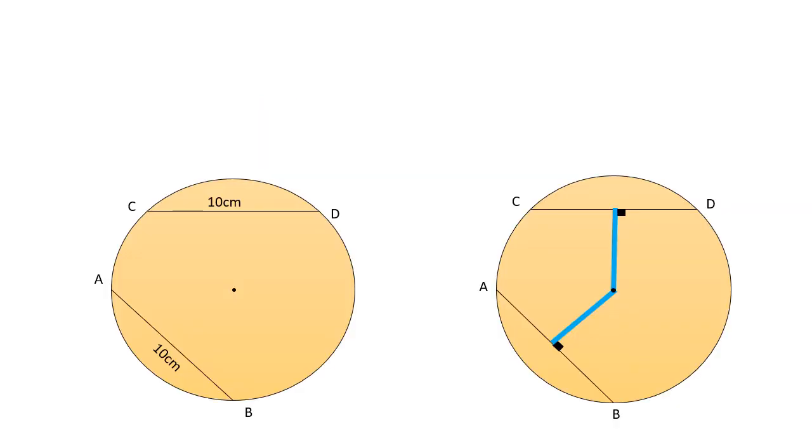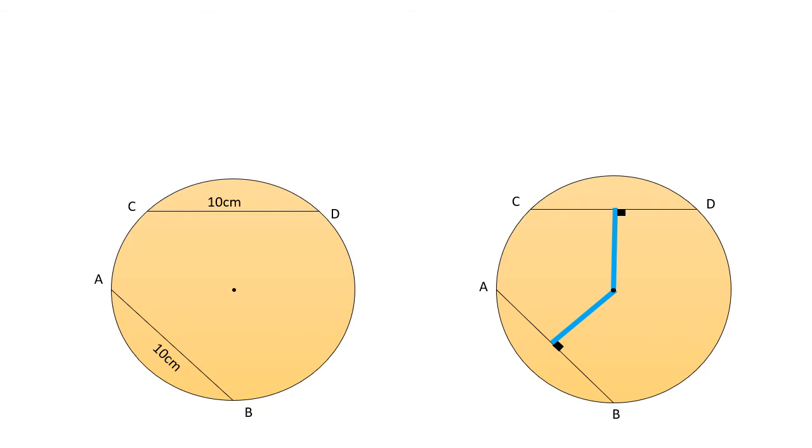So the first property, just look at the figure and try to understand. What do we see in the first circle? There are two chords AB and CD, and if you look at the length of the chords, they both show 10 centimeter, which means that these chords are congruent. In the next circle, we see that there are two blue lines which are perpendicular to these two chords, and they are also of the same length.